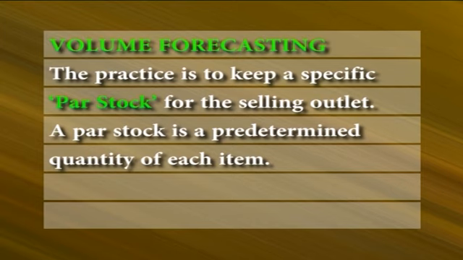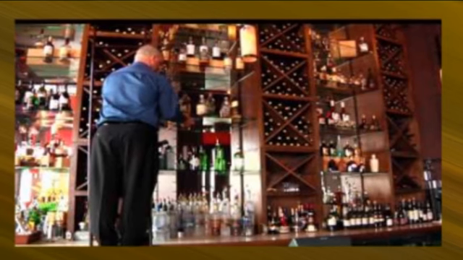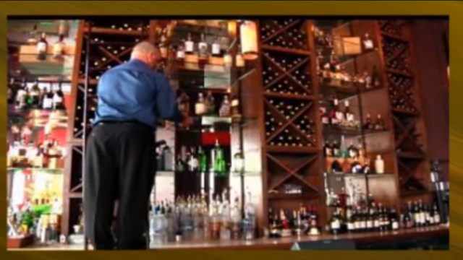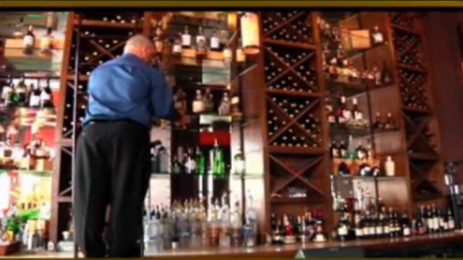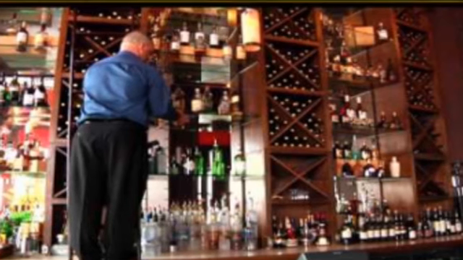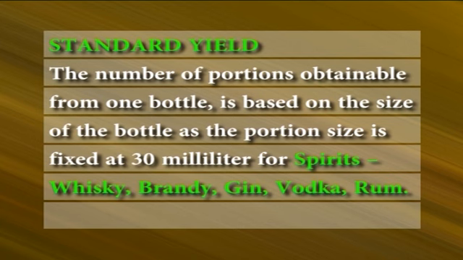Volume forecasting. The practice is to keep a specific par stock for the selling outlet. A par stock is a predetermined quantity of each item. This is a calculated quantity of each item based on the sales requirement for an average day. Each day, the stock consumed is replenished from the cellar such that the par stock is brought to the required level and the bar is stocked for the day's sale.